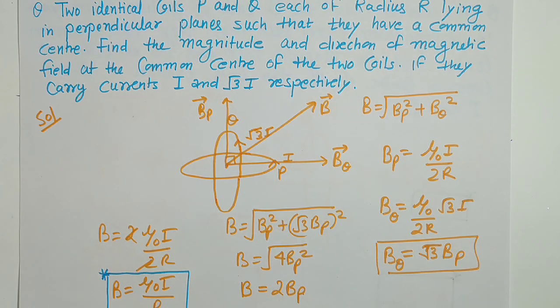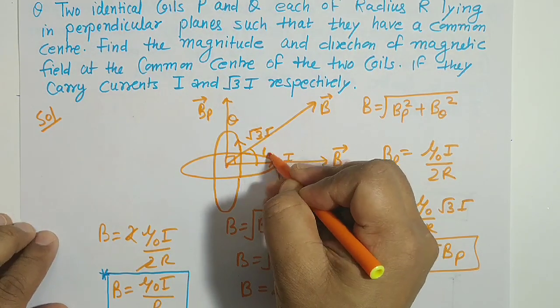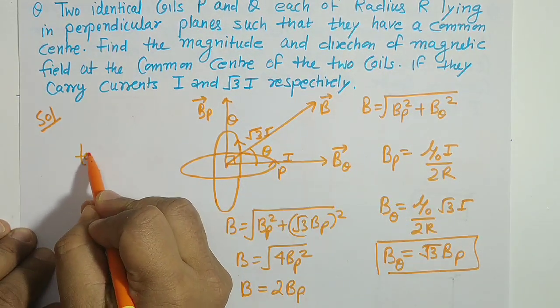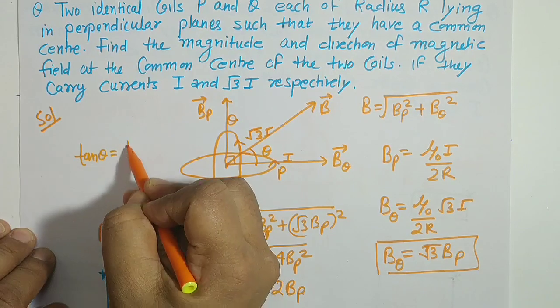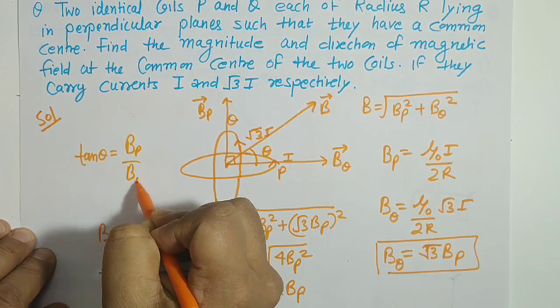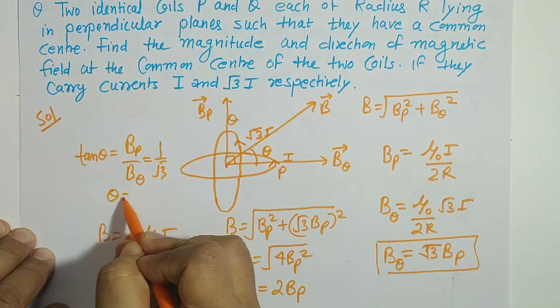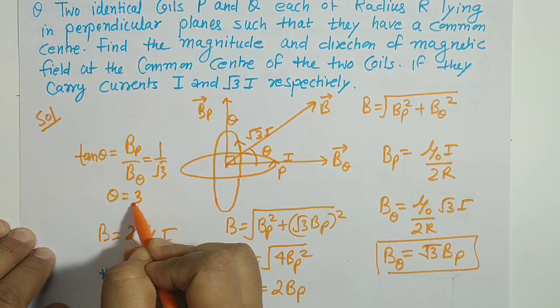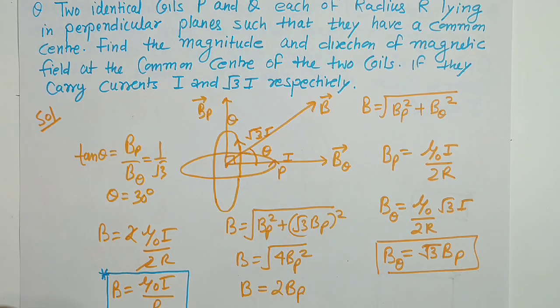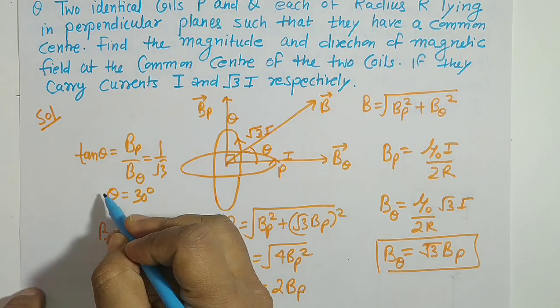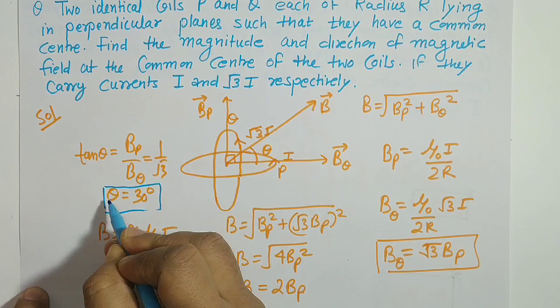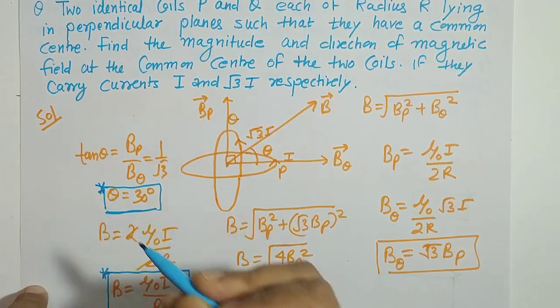And then we'll talk about the direction. Say this angle is theta. So tan theta can be written as BP by BQ. What is it coming to? 1 by root 3. So theta is 30 degrees, and certainly the angle also comes to 30 degrees. So these are the two answers we have got from this problem.